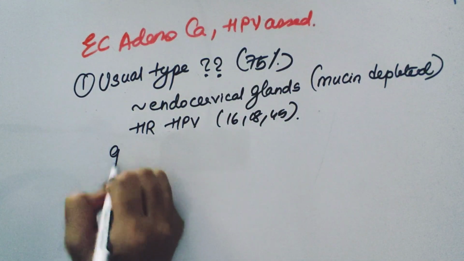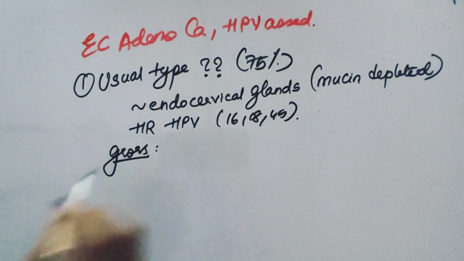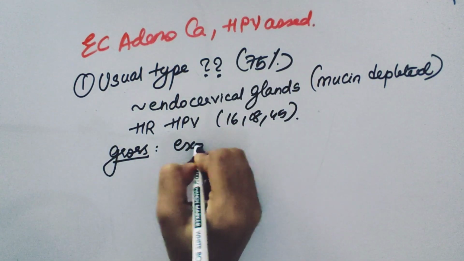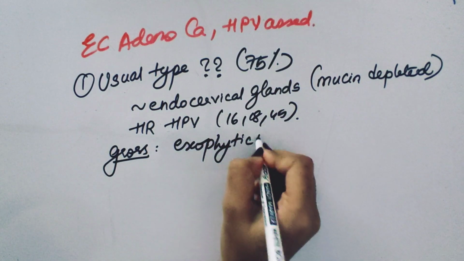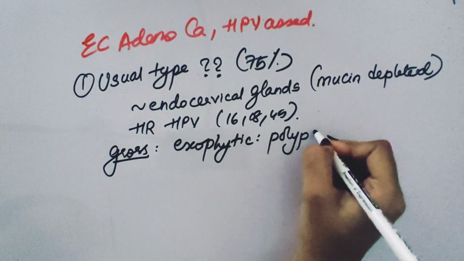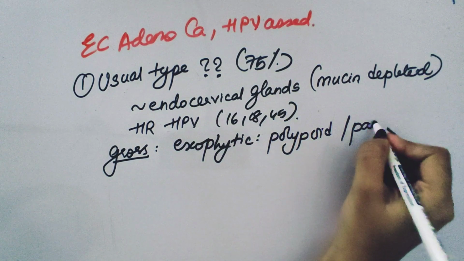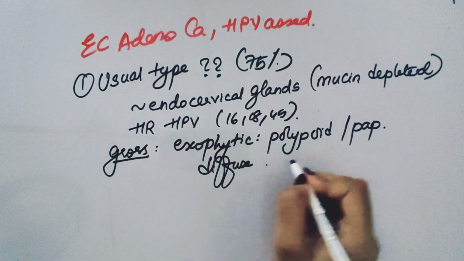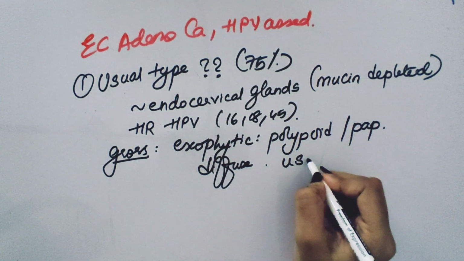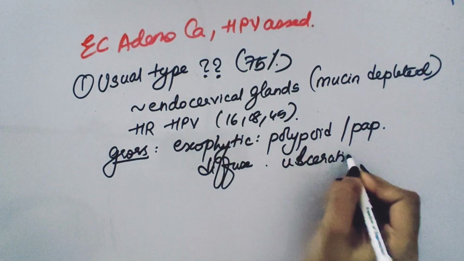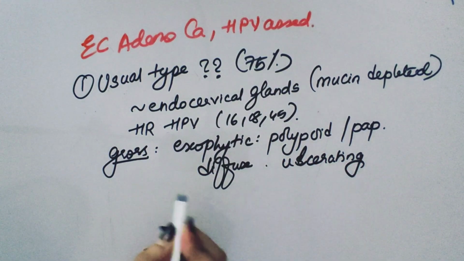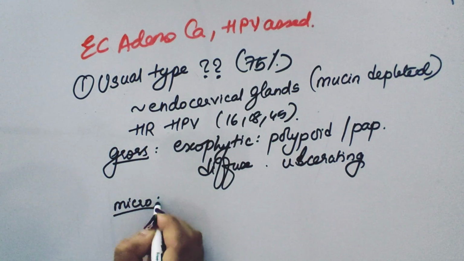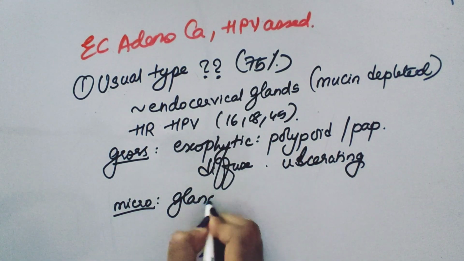And now we'll talk about the gross and microscopy. Grossly, it is usually seen as an exophytic lesion, which will be seen as a polypoidal structure or as a papillary structure, or it can also be seen as a diffuse growth, or in a minority of cases as an ulcerating lesion. Now coming to its microscopy. As adenocarcinoma, it should be glandular in pattern.